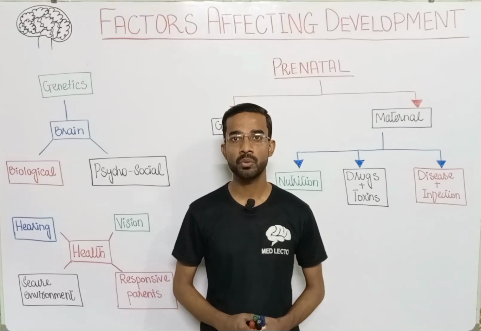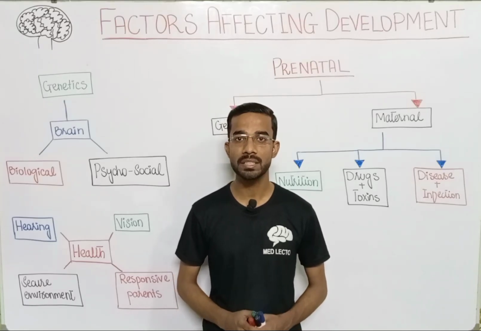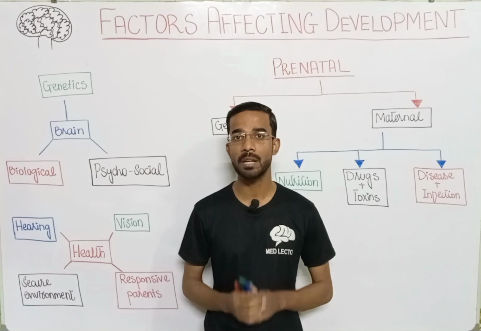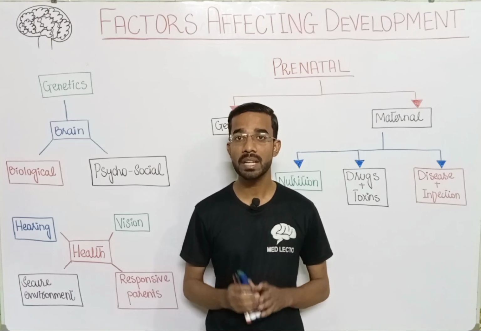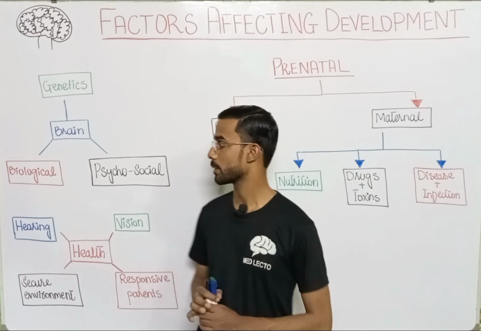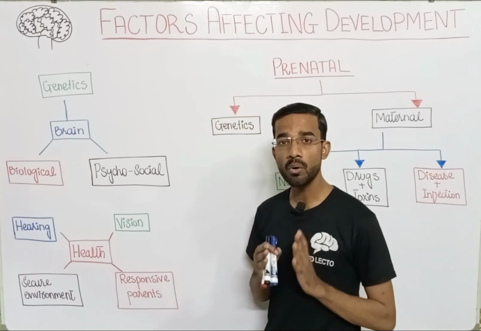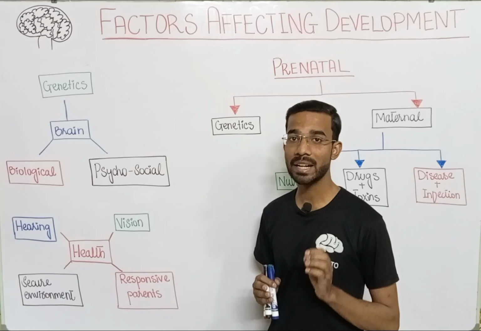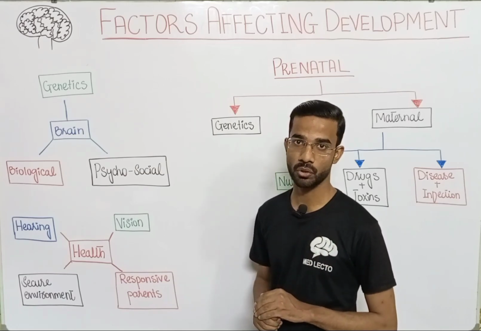Welcome to Lecto. Today we are going to discuss factors that actually affect the developmental process of the child. We will discuss specifically the development of the brain. So let's start. Three most important factors that actually affect the developmental process of the brain.